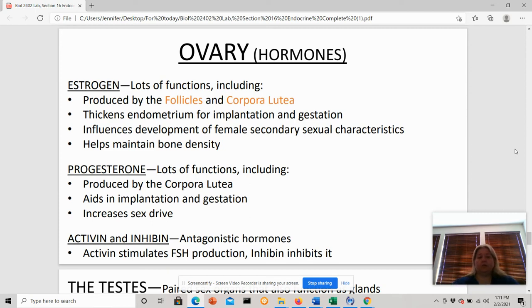Progesterone is the second hormone we're going to talk about. There's also a lot of functions here. It's going to aid in implantation and gestation, and it also increases sex drive. And progesterone is produced by the corpora lutea.